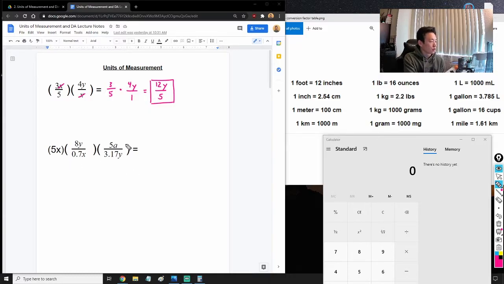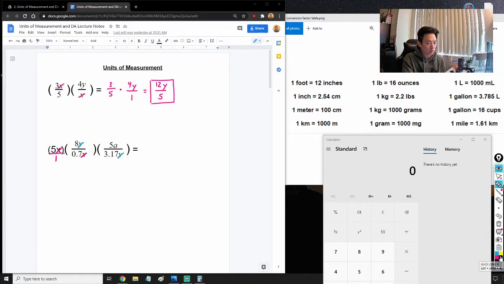Alright, if we look at the one on the bottom, you're going to notice that we have a whole number, 5x. Now, we learned last time that if we have a whole number, if we want to write it as a fraction, it's just over 1. So 5x over 1. Now there's an x on the top and an x on the bottom, so we can cancel out these x's. Now if you notice, there are also y's. There's a y on the top and a y on the bottom, so we can cancel those out.